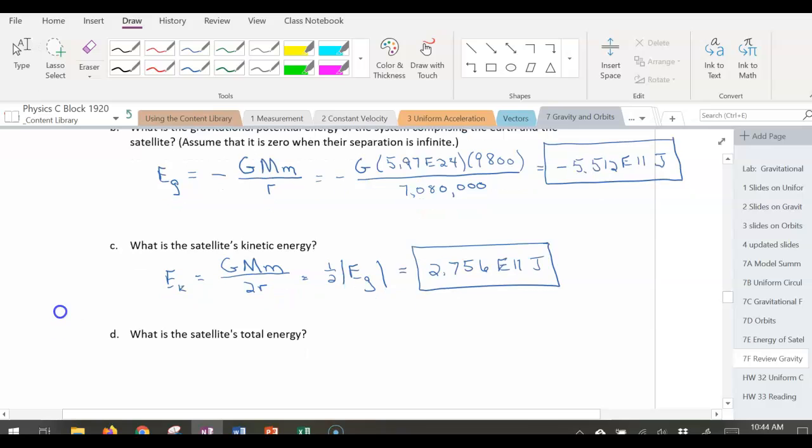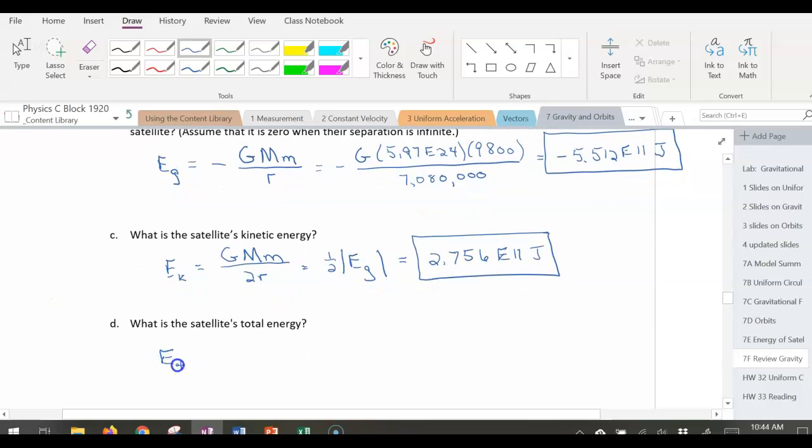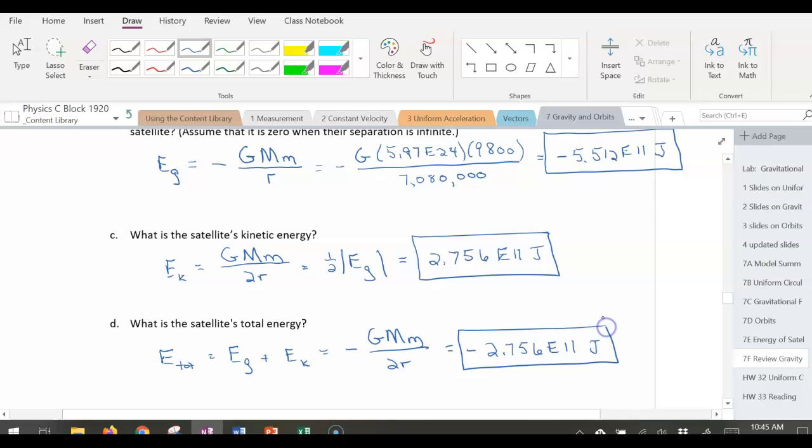And then the total energy of a satellite equals the sum of the gravitational potential energy plus the kinetic energy, or it equals negative G times the product of the masses divided by 2r. If I just look at the formulas here, that must be the same amount that I just found as kinetic energy, except the total energy of a satellite is negative.